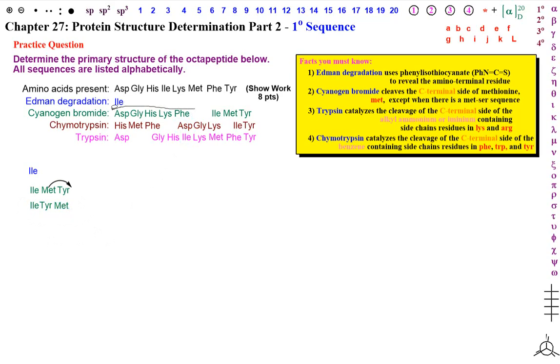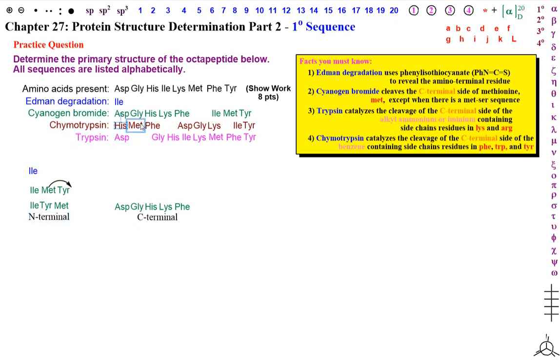This fragment here we know to be the C-terminal because it's after the methionine. We already discovered the N-terminal over here when we did isoleucine. Okay, moving on to chymotrypsin.